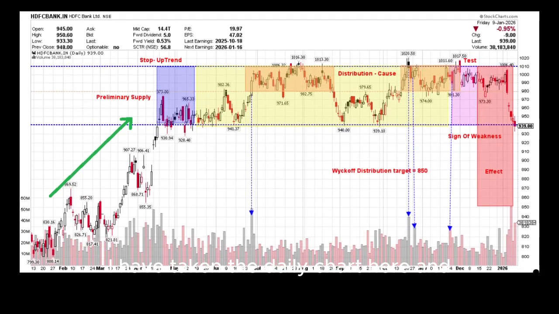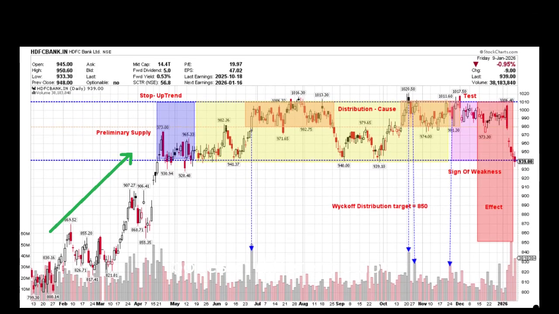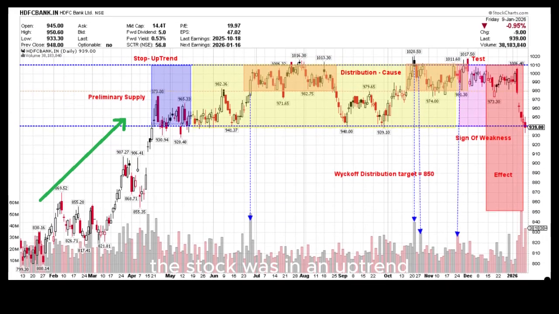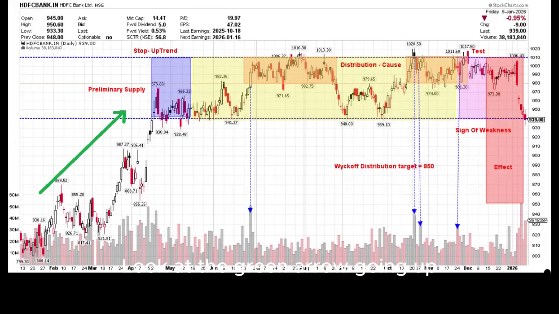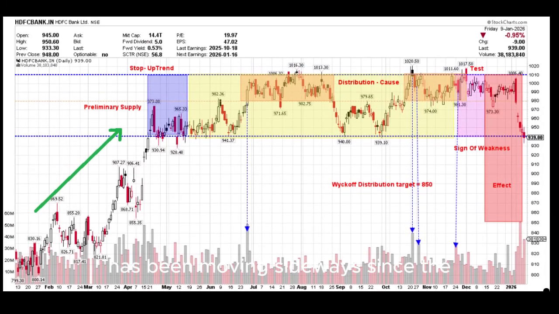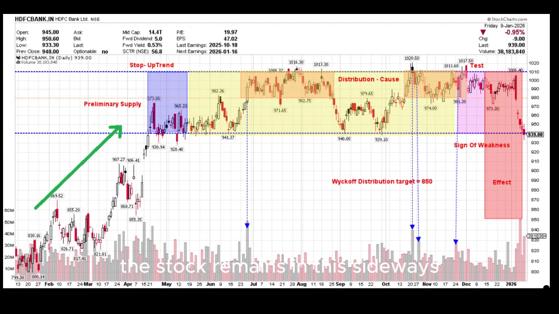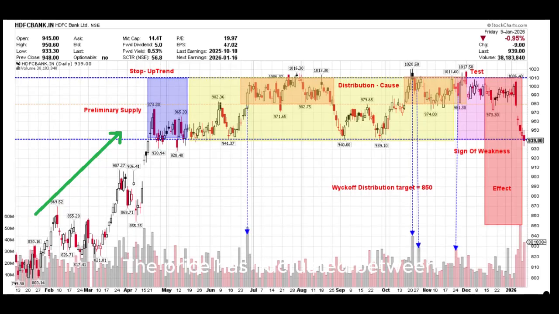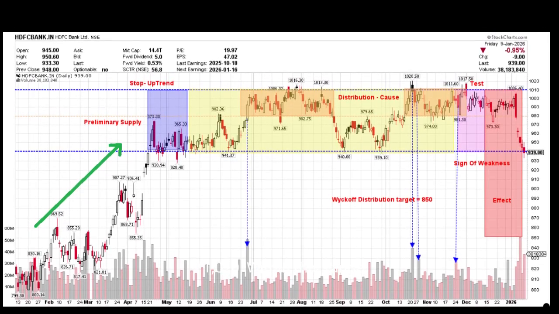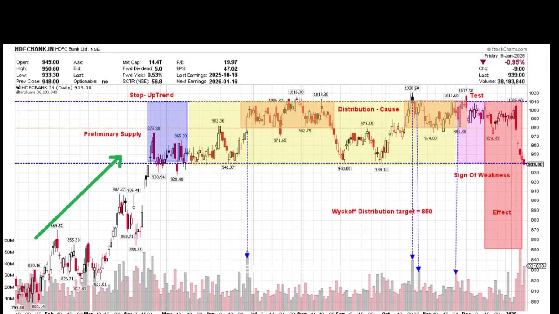I have taken the daily chart here and marked up the ranges. You can see it in shaded boxes in different color. As you can see, from the beginning of January 2025, the stock was in an uptrend. Look at the green arrow going up. However, the stock has been moving sideways since April 2 till today. See shaded boxes. The stock remains in this sideways consolidation. The price has fluctuated between 940 and 1020. Within that range, the stock is exhibiting price action with no significant upward move.